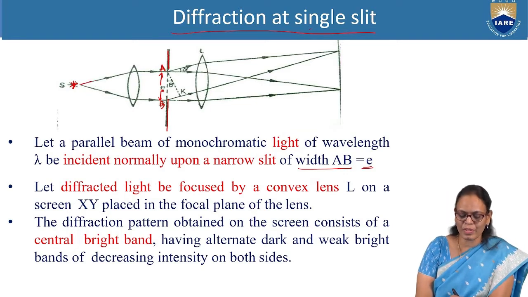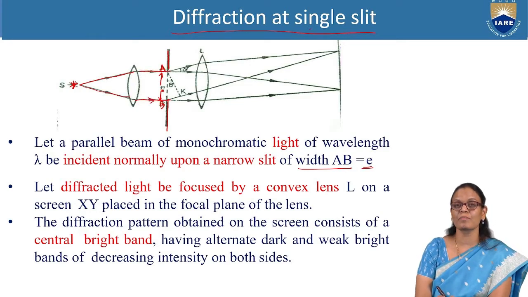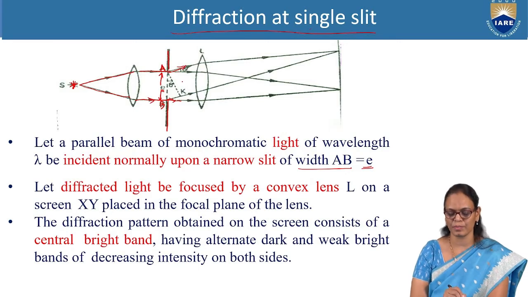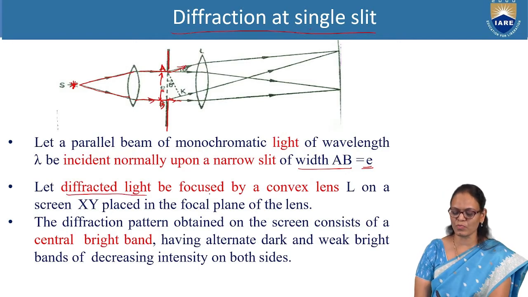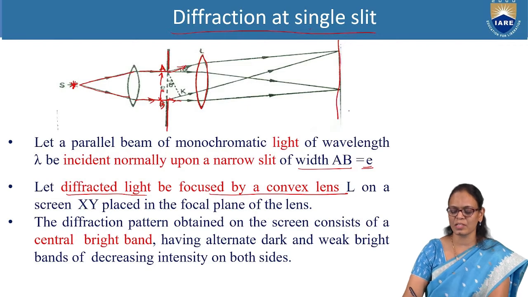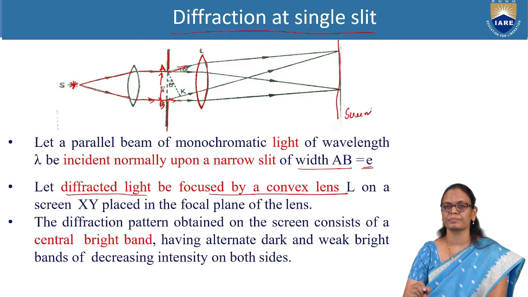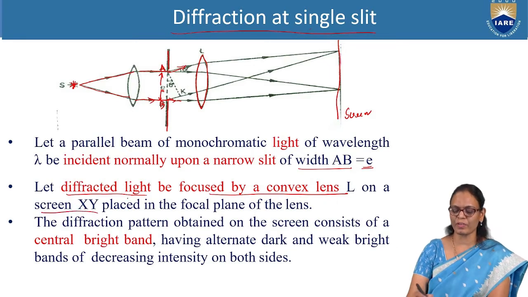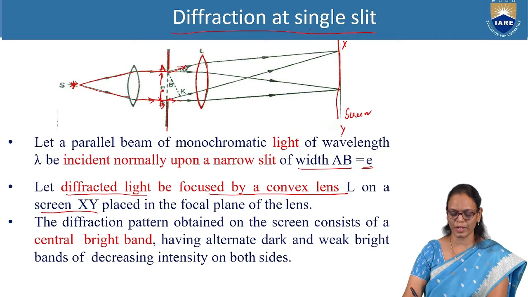Light from the source is allowed to pass through the aperture. When it passes, generally around the corners it will bend. There is bending around the corners of the obstacle. And the diffracted light is focused with the help of a convex lens. So we are keeping a convex lens because we need to focus and capture it on a screen. We are using a convex lens on a screen XY. We will name the screen as XY.